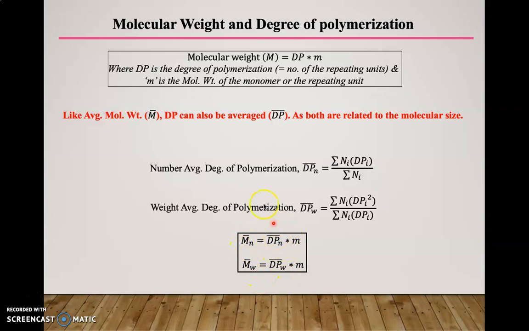Now, if you know any of these values, you can calculate the number average. So if you know the average degree of polymerization, you can easily calculate the number average molecular weight by simply multiplying that value with the monomer weight. And similarly, when you multiply the weight average degree of polymerization with the monomer weight, you can get the weight average molecular weight. So this is a brief idea about the relationship between the molecular weight and the degree of polymerization. It might help you when some numericals come, or you might be asked to explain the relationship between molecular weight and degree of polymerization, so you should be able to answer that.